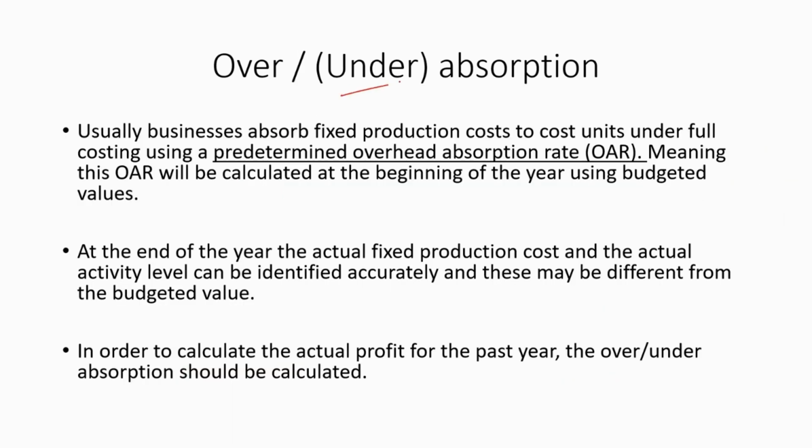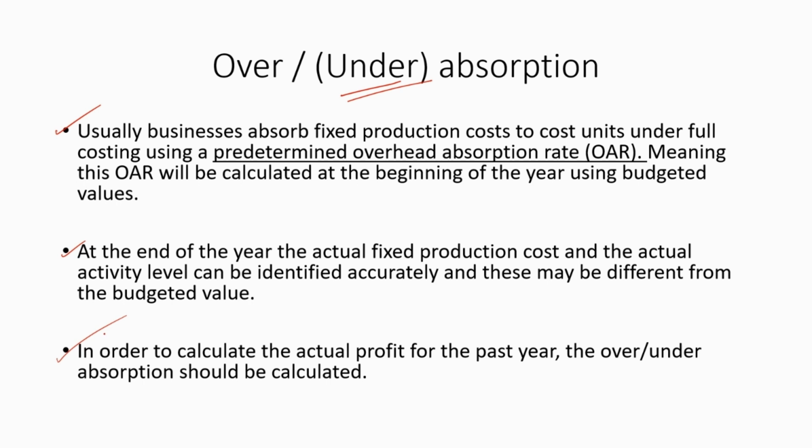Now let's calculate the over and under absorption. Usually businesses absorb fixed production costs to cost units under full costing using a predetermined overhead absorption rate, the OAR. We just discussed how to calculate the OAR, meaning this OAR will be calculated at the beginning of the year using budgeted values. This basically means the OAR is an estimate value. This is not an actual value. At the end of the year, the actual fixed production cost and the actual activity level can be identified accurately, and these may be different from the budgeted values.